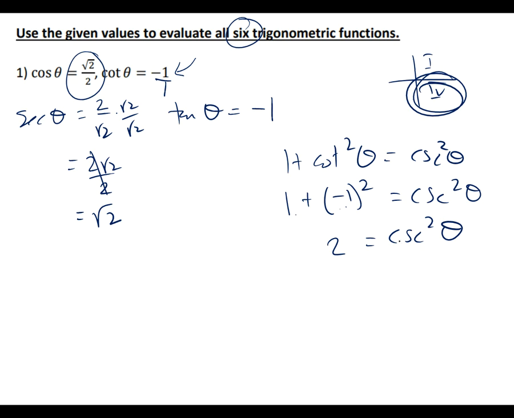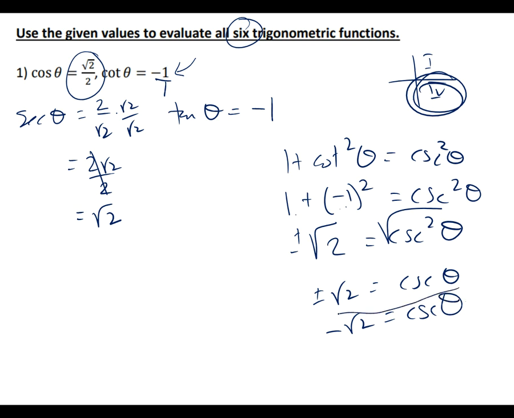How do we undo the square? Square root. What do we write in front? But for this one, for cosecant in quadrant 4, what do I really want? I really just want the -1 because it's quadrant 4. So for cosecant, this is the correct answer.